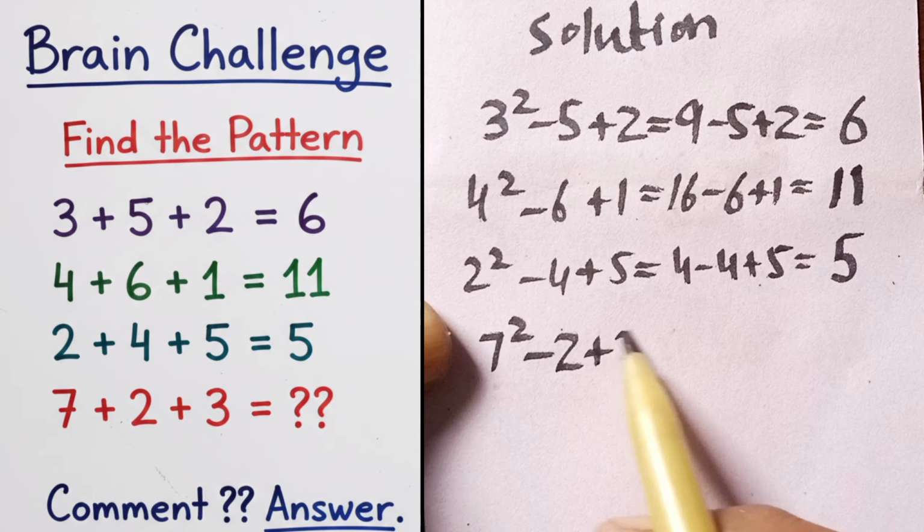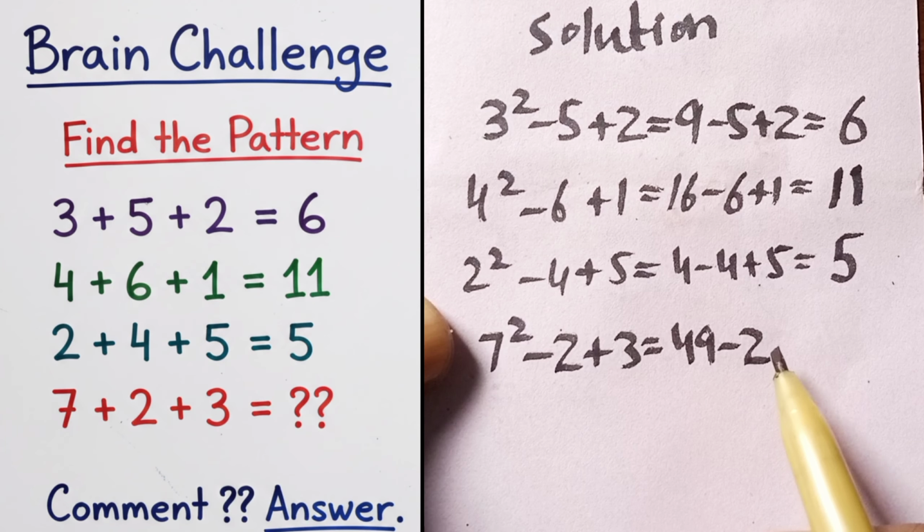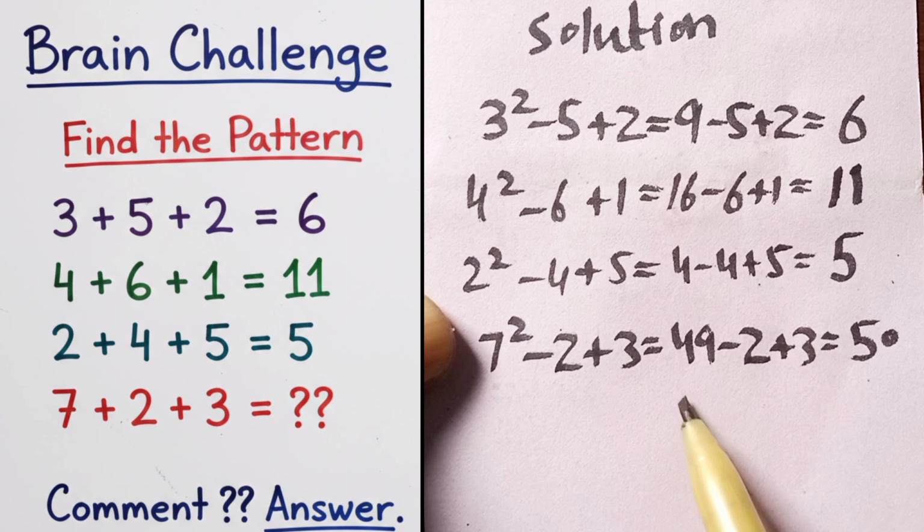Square of 7 minus 2 plus 3 equals 49 minus 2 plus 3 equals 50. So the correct answer is 50.